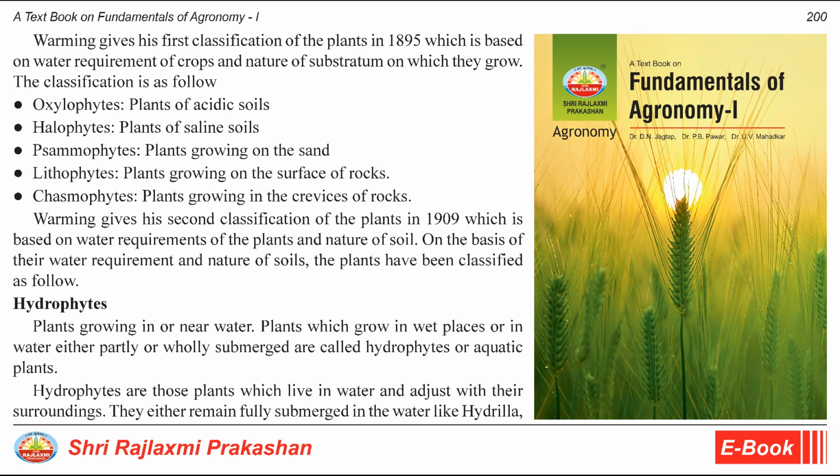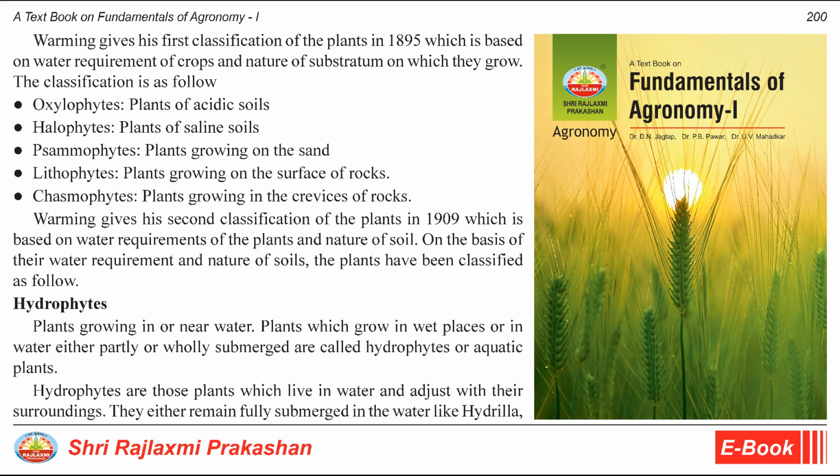Warming gave his second classification of the plants in 1909, which is based on water requirements of the plants and nature of soil. On the basis of their water requirement and nature of soils, the plants have been classified as follows. Hydrophytes. Plants growing in or near water. Plants which grow in wet places or in water either partly or wholly submerged are called hydrophytes or aquatic plants. Hydrophytes are those plants which live in water and adjust with their surroundings.